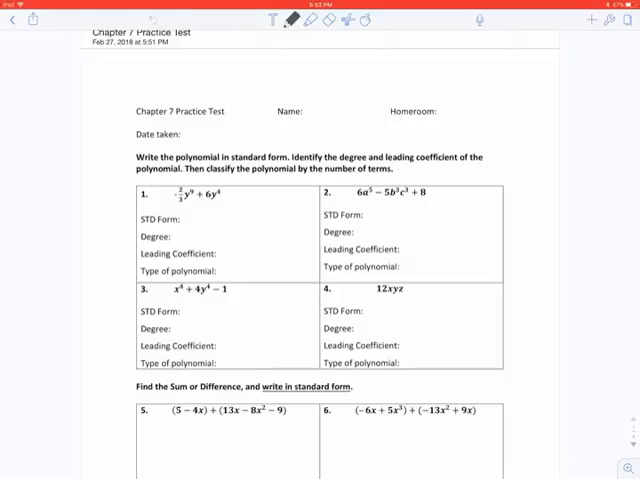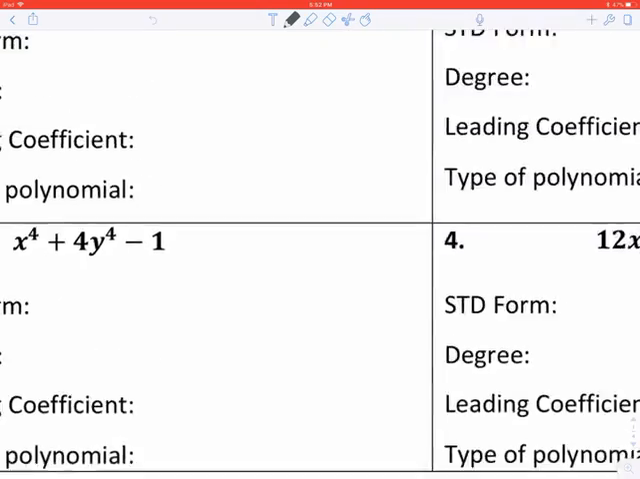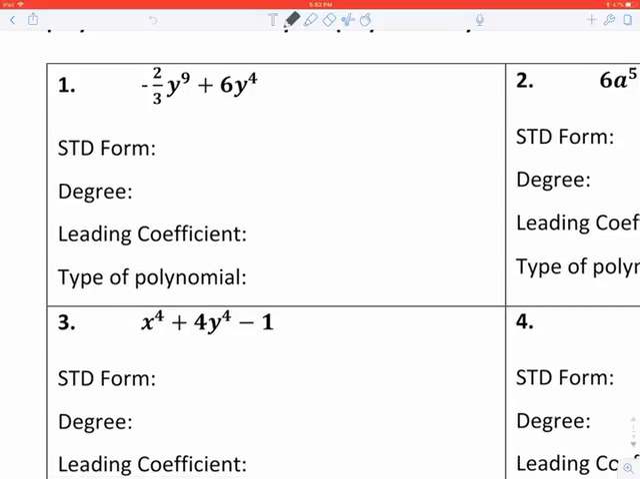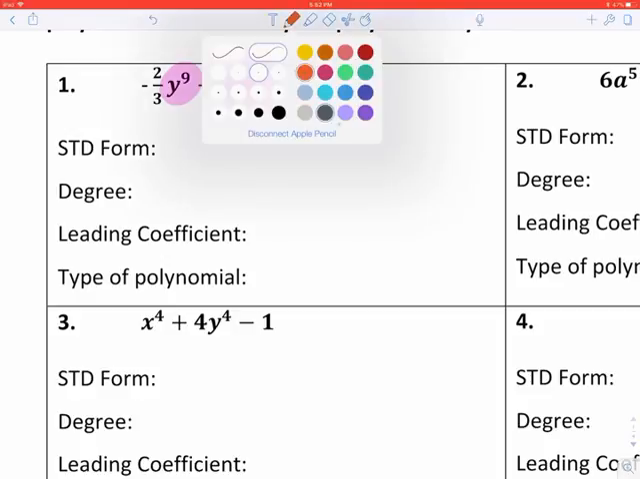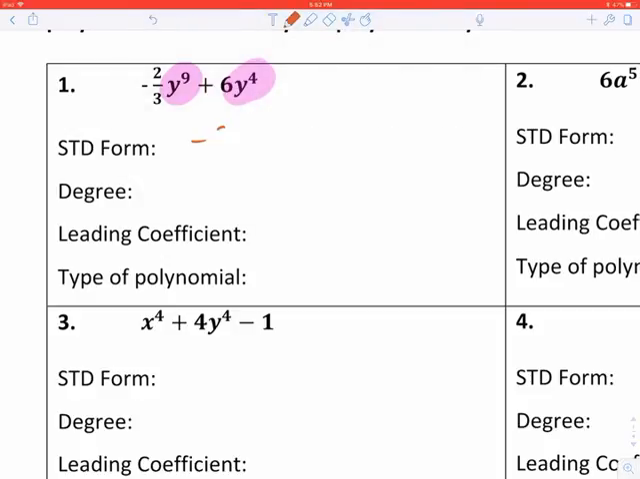Beginning with numbers 1, 2, 3, and 4, we need to write the polynomials in standard form, get their degree and their leading coefficient and the type of polynomial. Just recall, if I'm looking at the very first one, in standard form we always write our biggest terms first, and usually we are looking at our variables with the exponents. So looking at these two, my y to the 9th is the bigger term. Doesn't matter that it has a negative 2/3 in front. What matters is that the exponent is bigger.